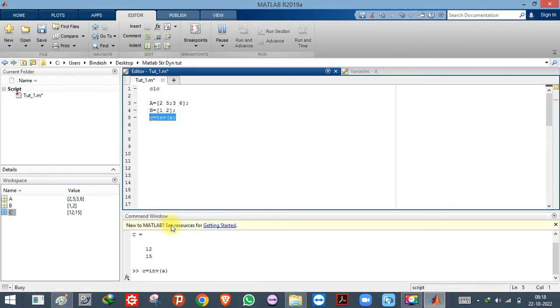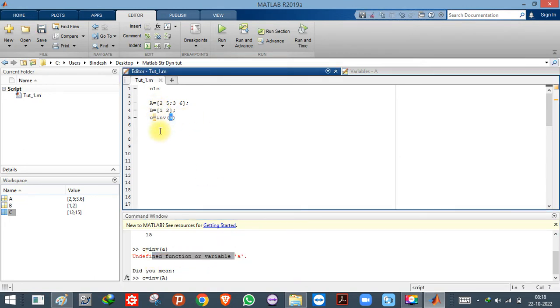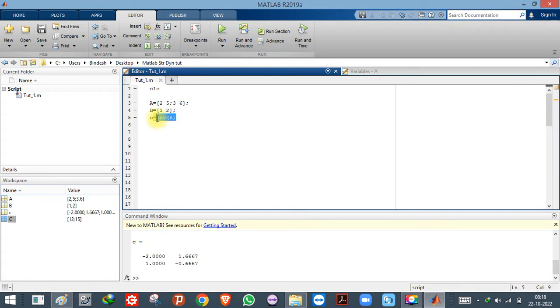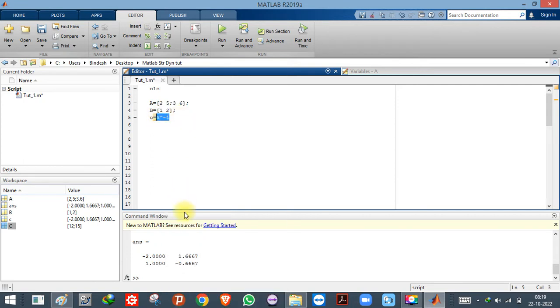See, it is undefined function or variable. That is, it doesn't know a, but it knows capital A. If I write capital A, you see, it will give you the result. So this is how you can calculate the inverse of A. Or let's say, let us check what happens with this. It is giving the same value.